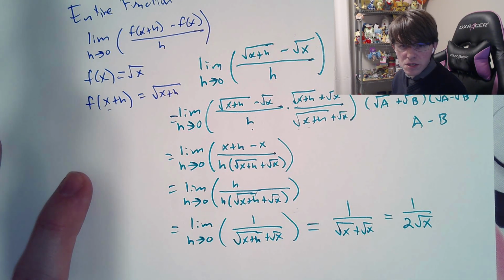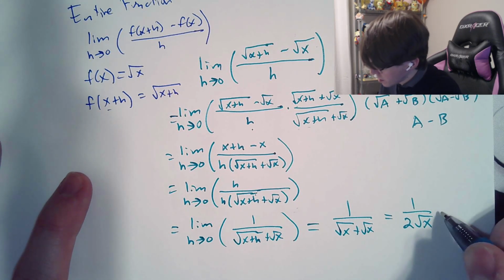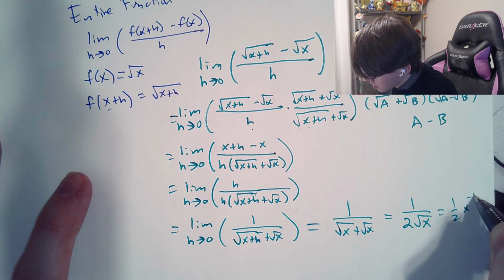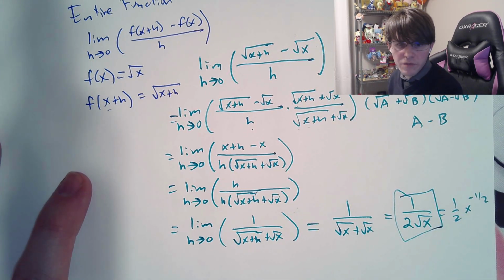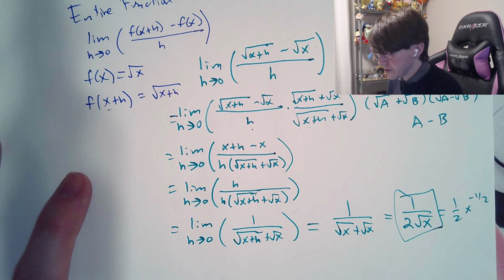If your teacher is anti square roots in the denominator, it could show up as something like 1 over 2 x to the negative a half. That's also acceptable, but this is the more standard way of writing this particular derivative.